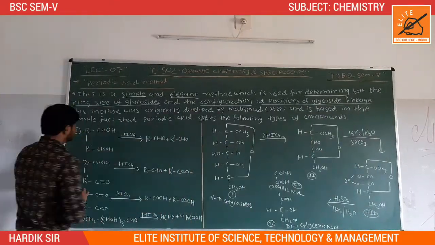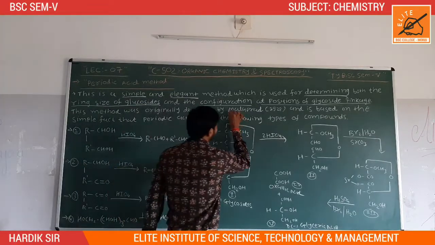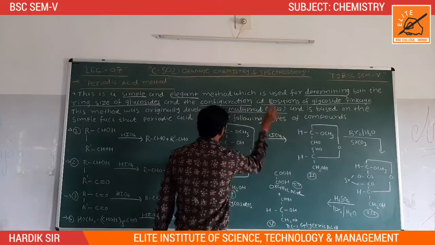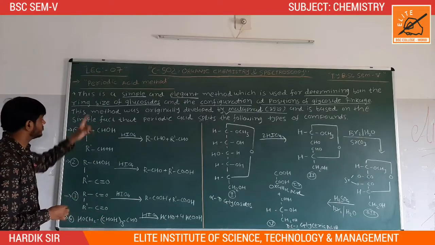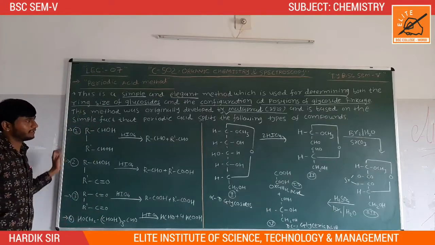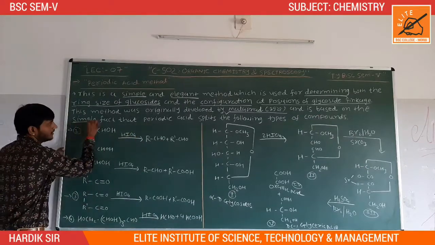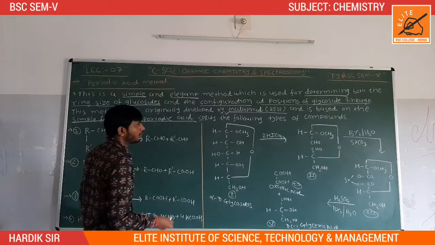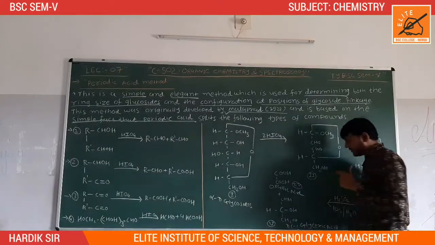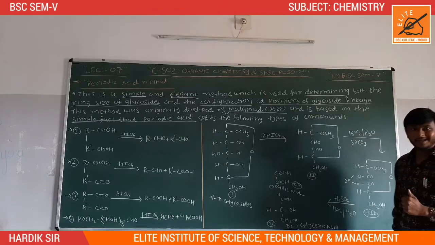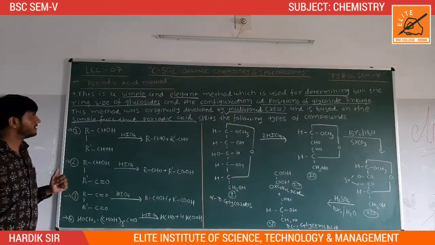This method was originally developed by Malaprade in 1928. This is the scientist. It was discovered in 1928, and so it is called the periodic acid method. It is based on the simple fact that periodic acid splits the following types of compounds.